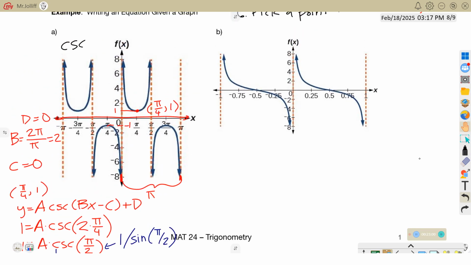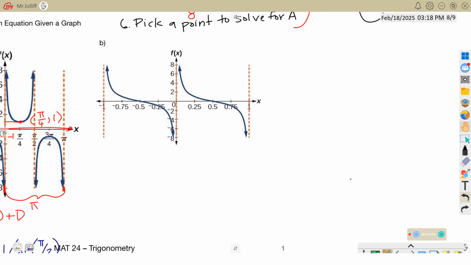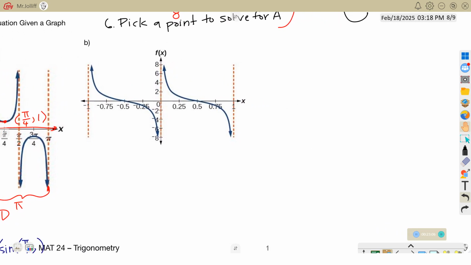Scoot you down. Bless you. Okay. Last graph. We got B. First question, what does that look like? What function does that look like? I've got to vote for cotan. Why cotan?